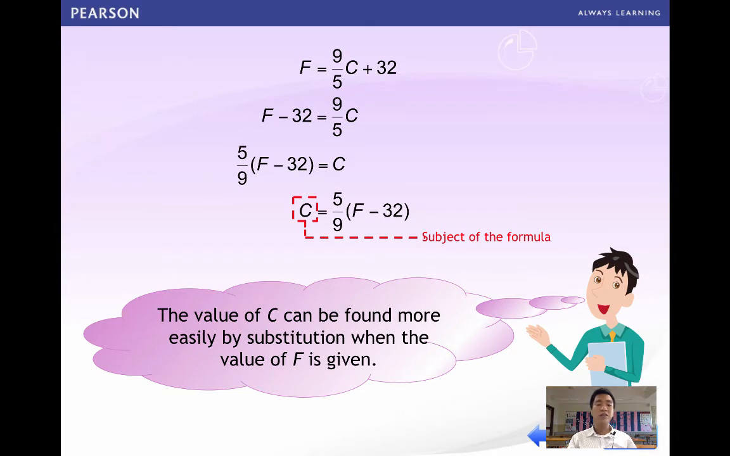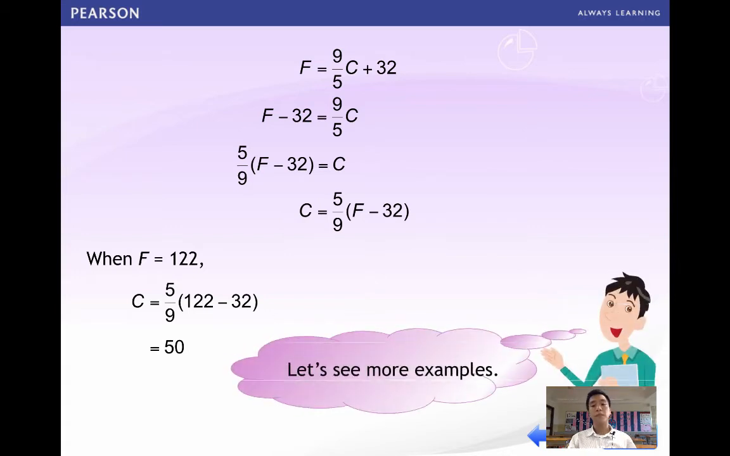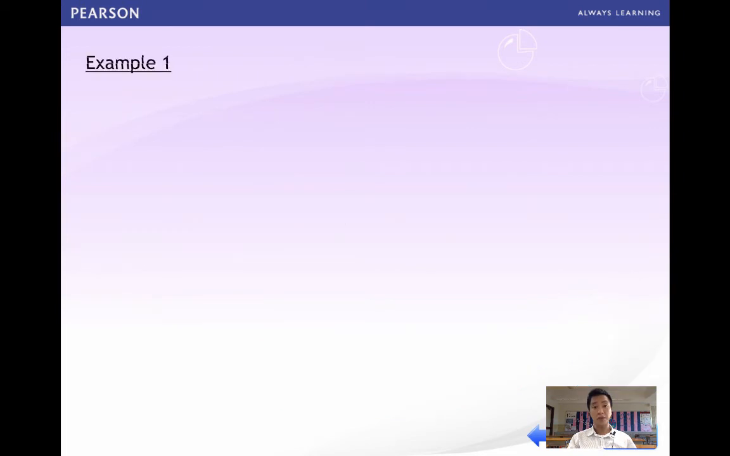Then we can find out what C is if we know what F is. When F equals 122, you can simply substitute F into this formula. Then you can quickly find out what C is. C equals 50.